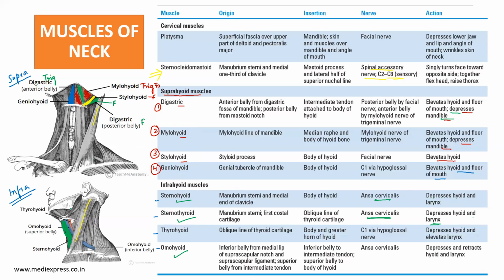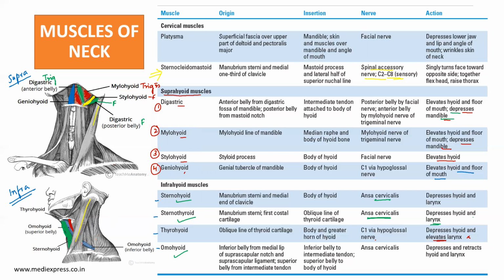Coming to the thyrohyoid muscle, the one in the brown color, or rather red now, the one in the red right now, that is the thyrohyoid muscle. This is supplied by C1 via the hypoglossal nerve, just like the geniohyoid. This one depresses the hyoid and elevates the larynx, a little different from the other two.